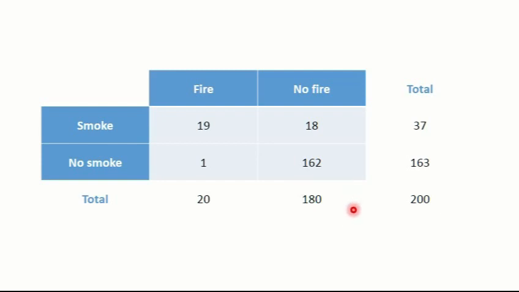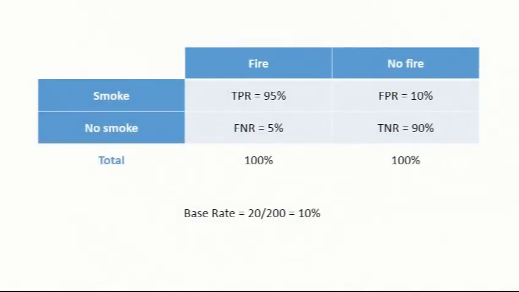Out of the 180 cases of no fire, in 162 of them there was no smoke either. This is the true negative rate, 90%. And in 18 of them, smoke gave a false alarm. The false positive rate was 10%. Here are the numbers. The 10% Bayes rate, the true positive rate, and the false negative rate in the case of fire, and the false positive rate and the true negative rate in the case of no fire.